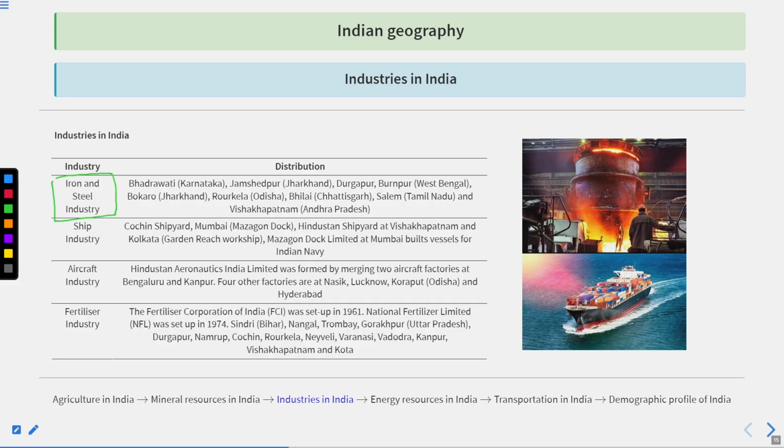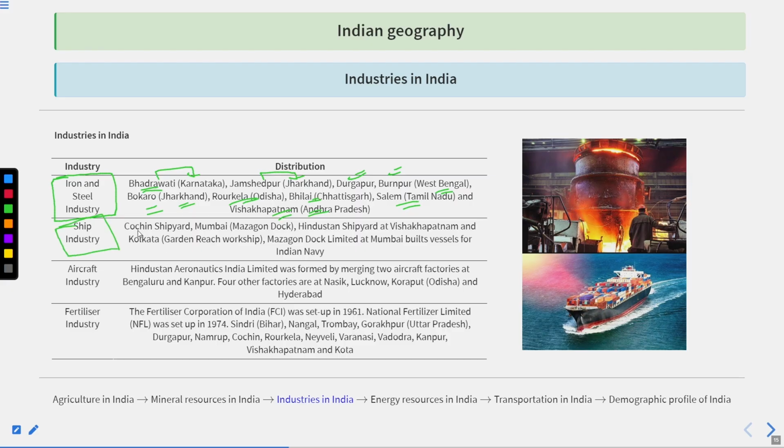Iron and steel industry. Bhadravati, Karnataka; Jamshedpur, Jharkhand; Durgapur, Burnpur, West Bengal; Bokaro, Jharkhand; Rourkela, Odisha; Bhilai, Chhattisgarh; Salem, Tamil Nadu; Visakhapatnam, Andhra Pradesh.